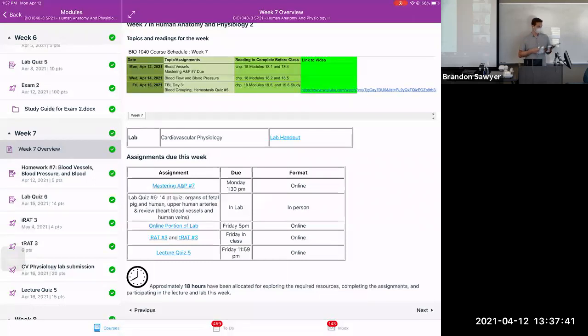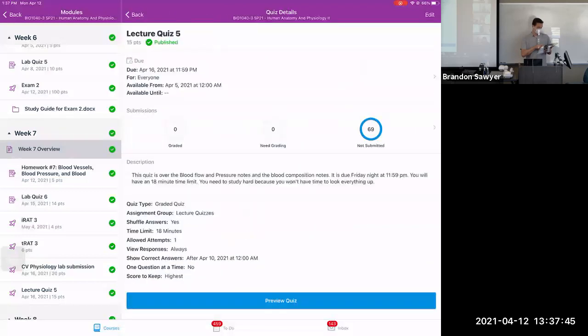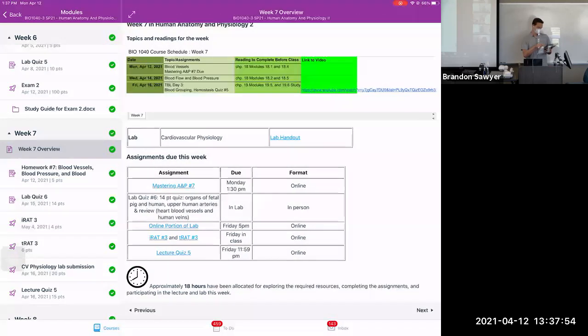All right, and then lecture quiz 5. Let's see if I said in here what lecture quiz 5 is over. Yes, I did. So two things: blood flow and pressure, and blood composition. Okay, you know what that is? Is that right? Yeah, that is not right. I haven't finished that quiz yet.